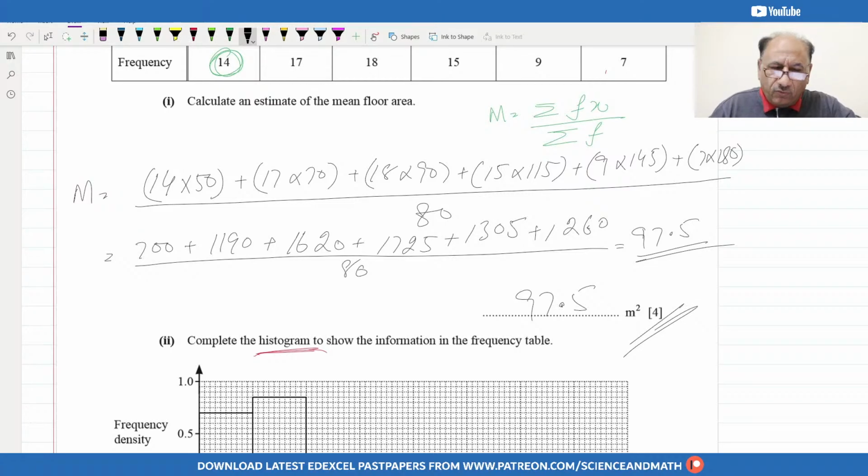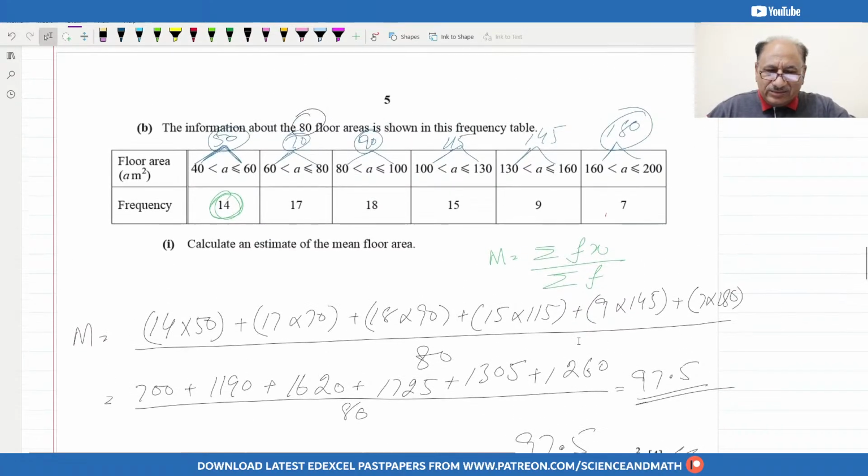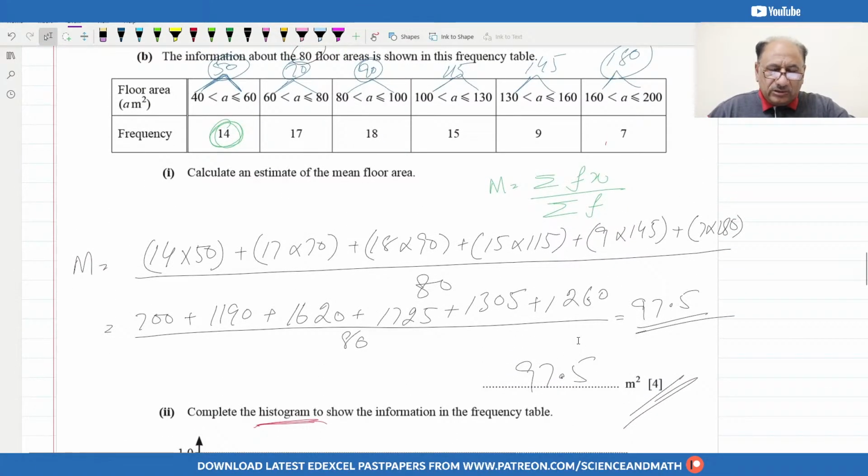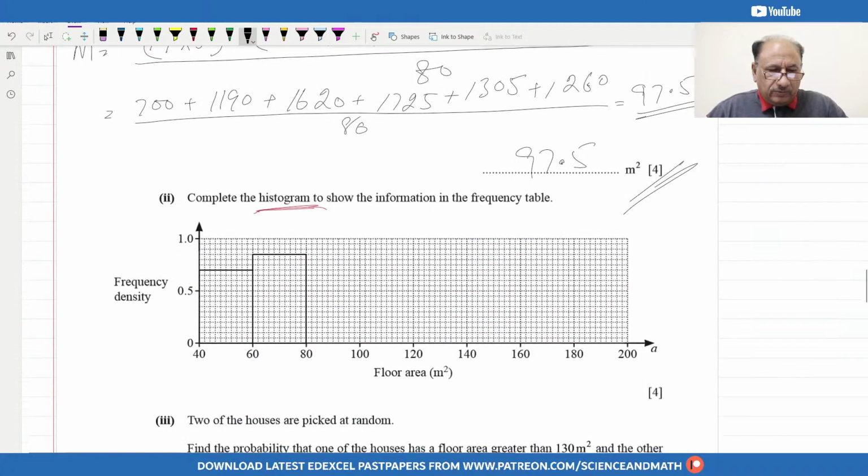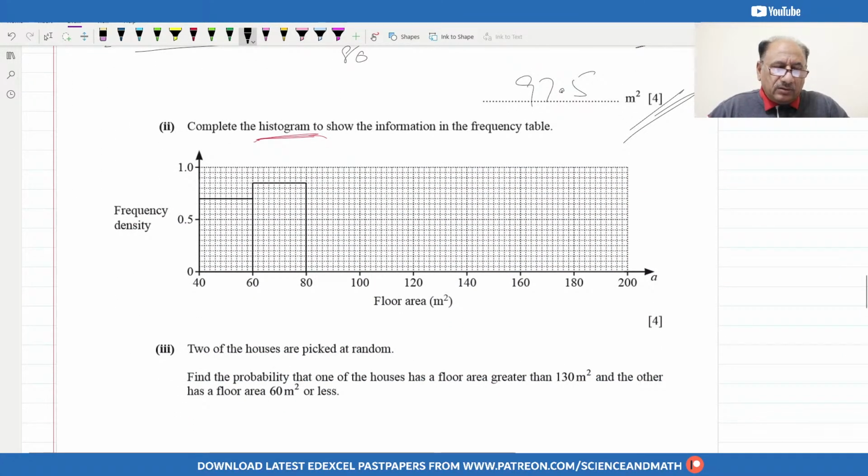Meter square. It's a 4-mark question. This is an easier technique. You just have to do the calculation carefully, and you should know the technique of taking the middle value, the mid range, multiplying it, and using this formula, sigma fx over sigma f. This is used in the case of grouped data, like when they have given classes.